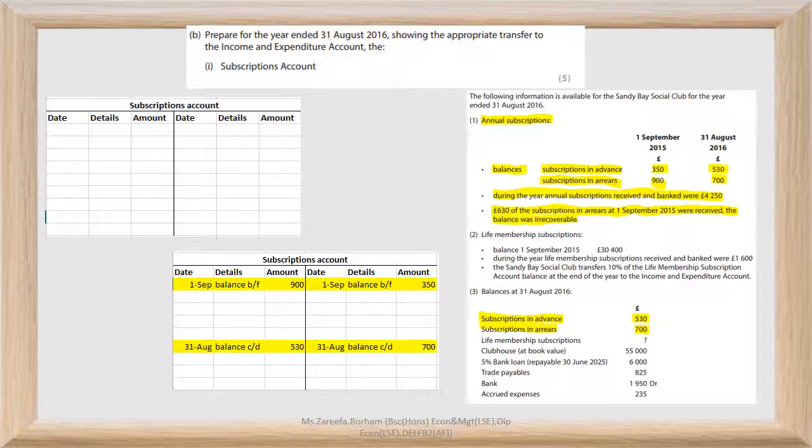as balance carried down. In contrary, subscription in arrears means subscriptions relevant for the year, which we haven't received yet. In this case, 900 of subscription in arrears should be recorded as balance brought forward in the debit side, since it is an asset. And the 700 will be recorded on the credit side as balance carried down.